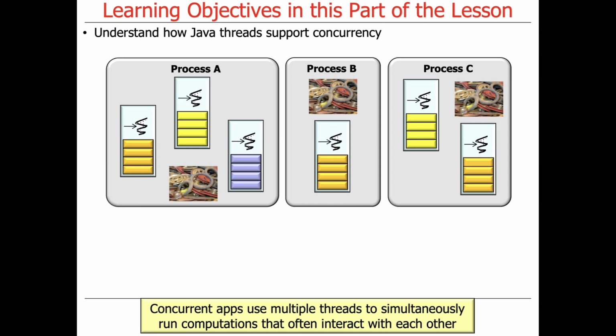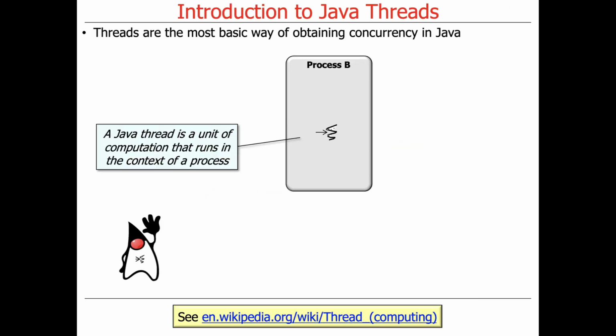One way to think about an easy differentiation between concurrency and parallelism is that parallelism tries to have little or no interaction between threads, whereas concurrency involves some interaction between threads. So threads are the most basic way of obtaining concurrency in Java. And a thread is essentially a unit of computation that runs in the context of an operating system process.